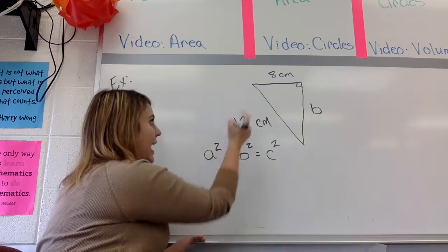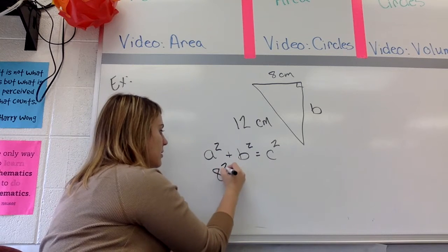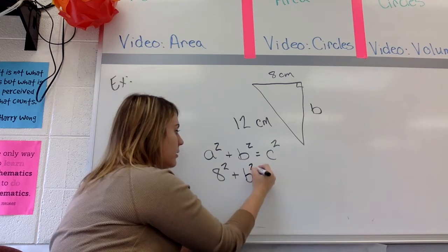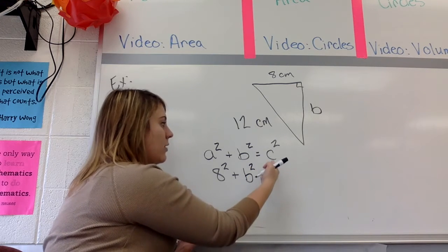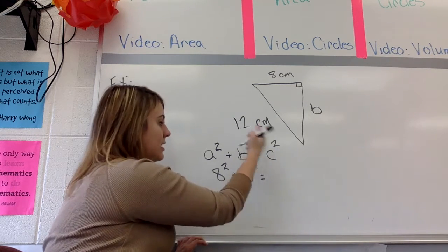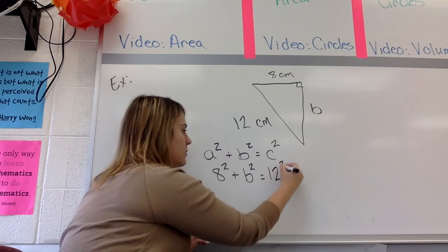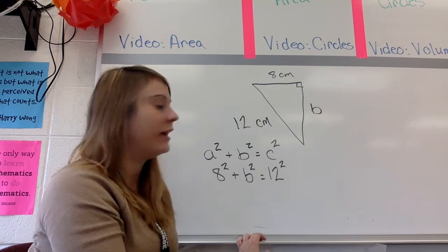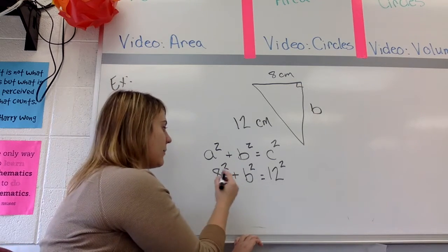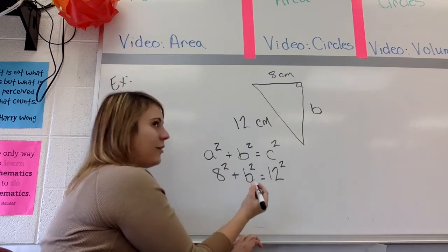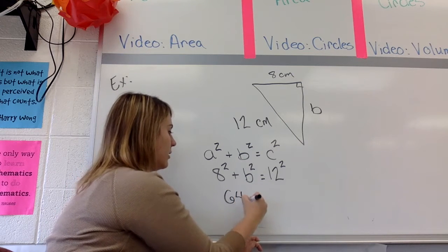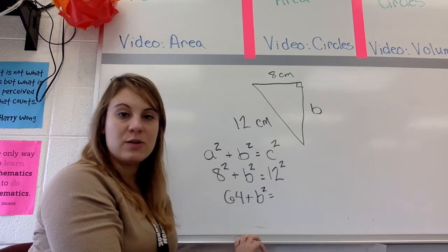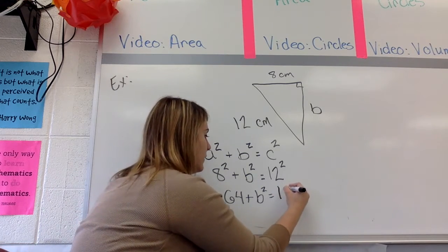All right, let's take the leg we know and the hypotenuse and plug it into the formula. So we'll make our A the 8. We don't know what our second leg is, that's what we're looking for. And that's going to equal our hypotenuse squared, or our C, so 12 squared. All right, this one's a little different from last time because we're missing a leg. All right, square your numbers. 8 squared is 64 plus B squared equals, and then 12 squared is 144.